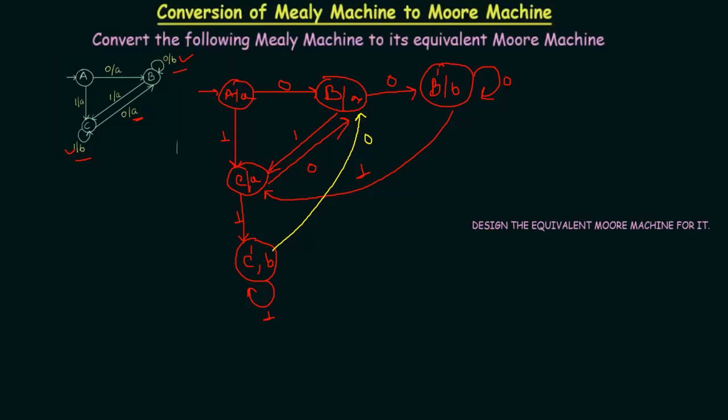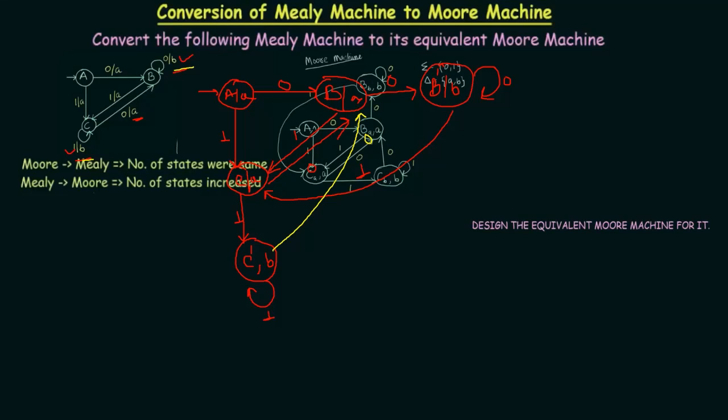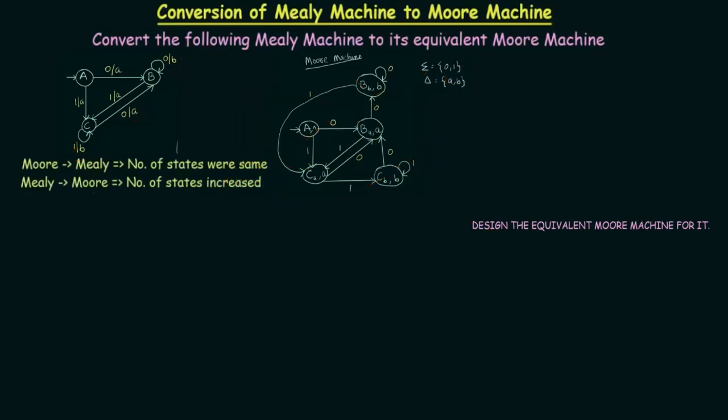So now you are going to have the equivalent Moore machine. Whenever there is a self loop with a different output, you need to create a temporary or extra state that is going to help with that particular different output. If there is no different output, there is no problem, but if there is a different output, there is going to be a problem. So from Moore machine to Mealy machine conversion, the number of states is the same, but here the number of states has increased. As you can see, there are two new states because of these two self loops with different symbols.